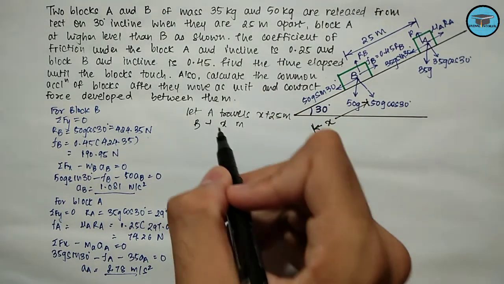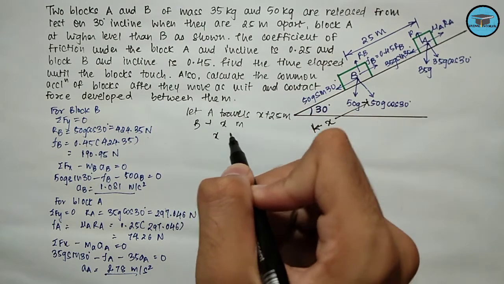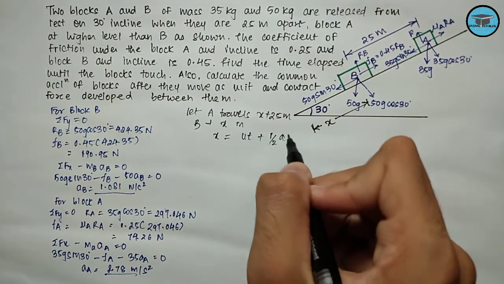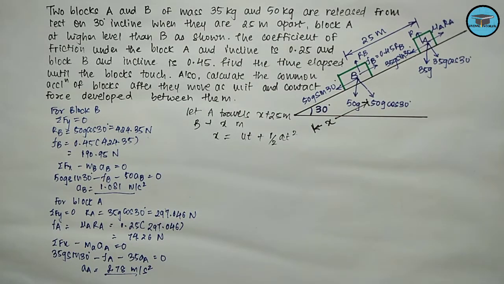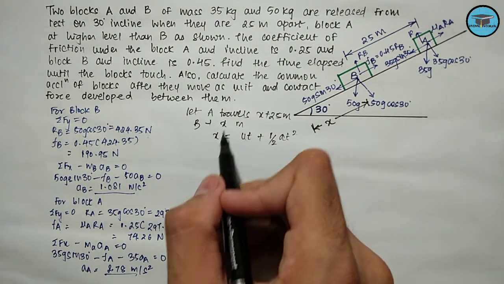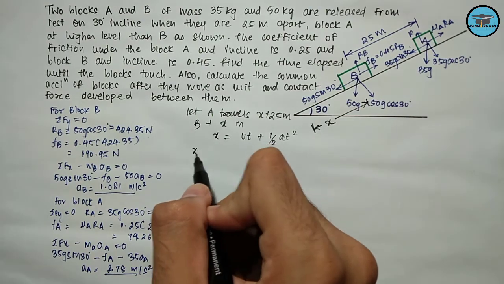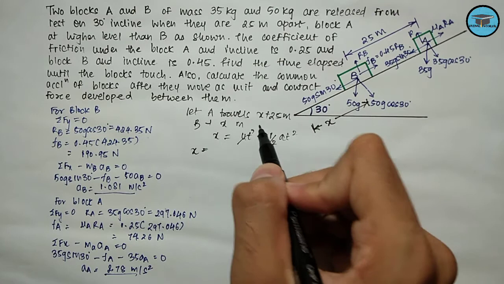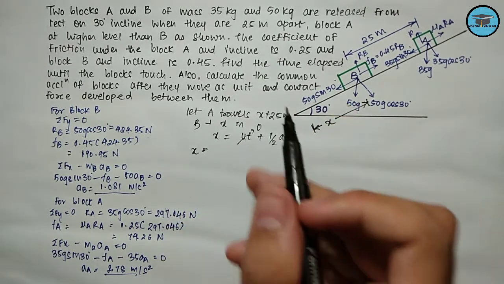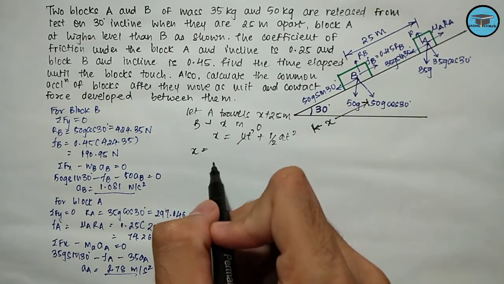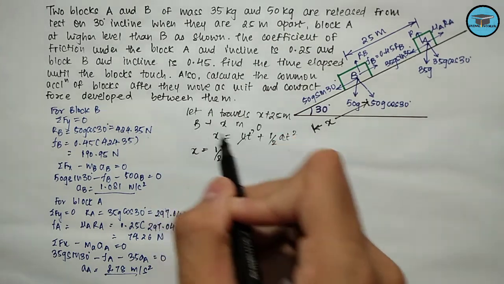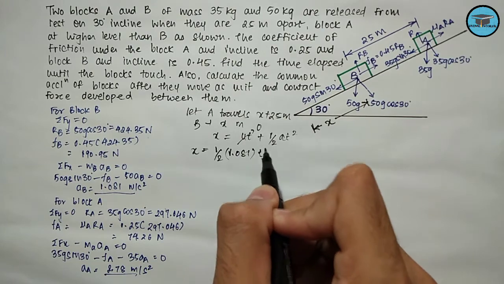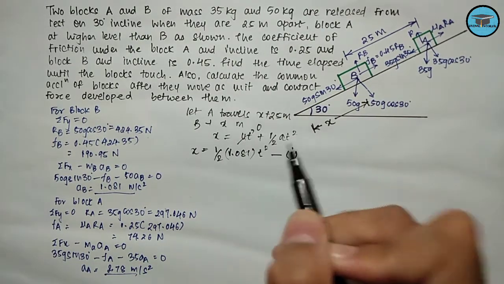Okay, now we will be using the law s equals ut plus half at square to determine the time. Now for block B, the distance is x only and they are at rest initially, so u is equal to 0 for both the blocks. So x is equal to half of the acceleration of block B, that is 1.081, into t square. Let us take this as equation number 1.